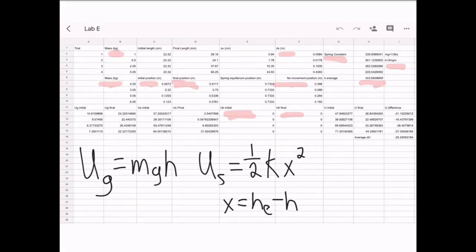We calculated the gravitational potential energy at both the bottom and the top of the oscillation by the equation U sub g is equal to mgh. You can see that right there.